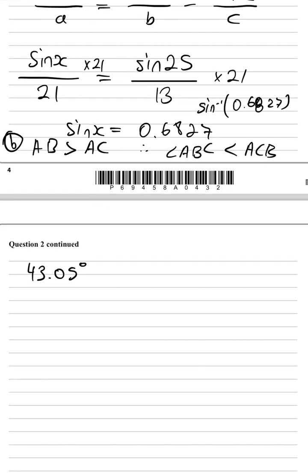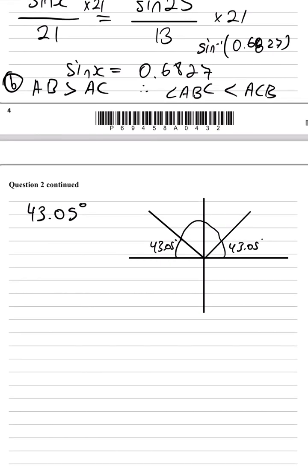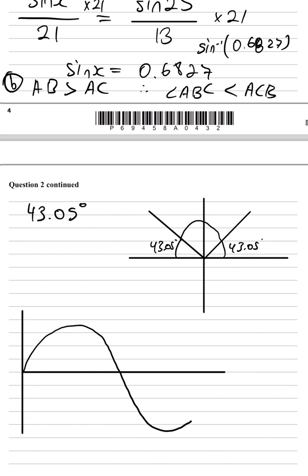And so because of that, in the case of the trig circle, if this is 43.05 and this is also 43.05, we go around here and we realize that this entire angle is also part of the sine graph, because a sine graph goes like this, where say you have 43.05 degrees here, you also have 43.05 degrees here. They're on the same line, right?